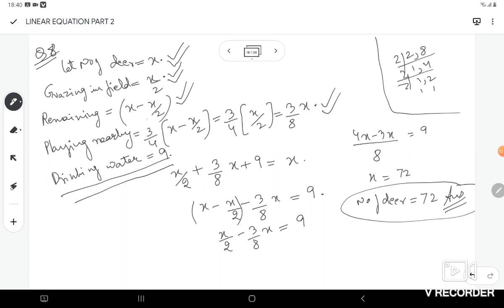So we know that the sum of those grazing in field plus playing nearby plus drinking water is equal to total number of deers, that is equal to x. So x by 2 plus 3/8 of x plus 9 is equal to x. On transpositioning, we get x by 2 minus 3/8x equal to 9. On taking the LCM, we get the value of x is equal to 72. So the total number of deers is equal to 72.